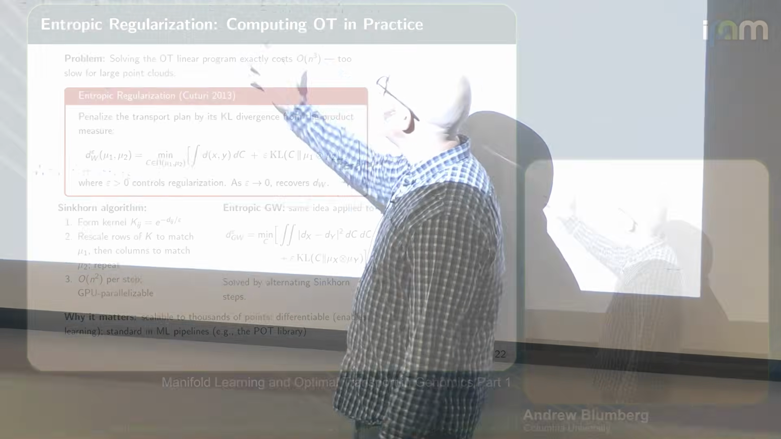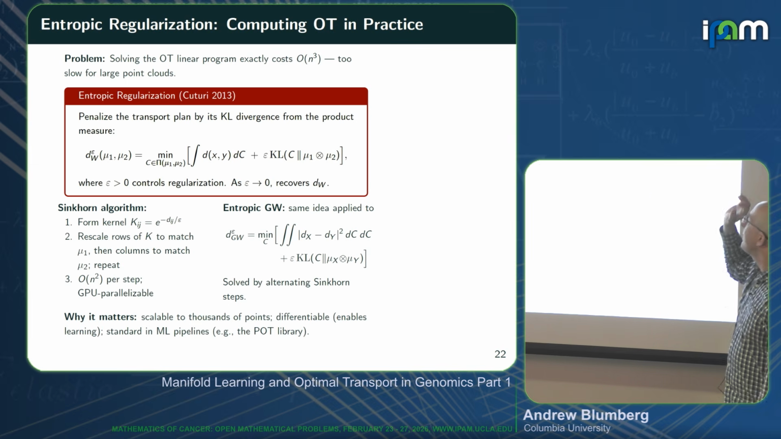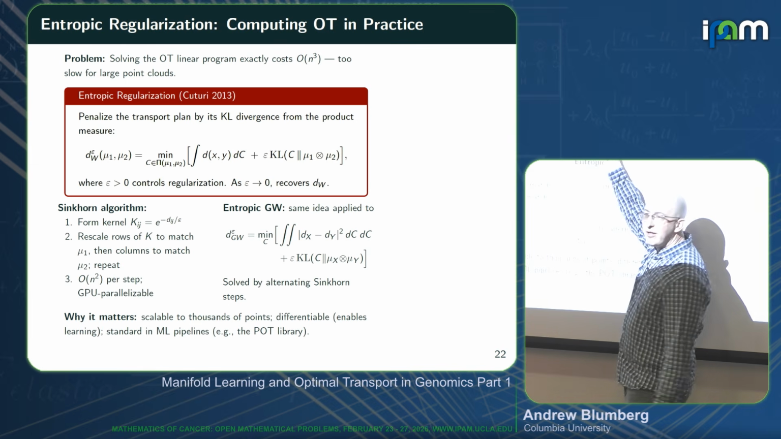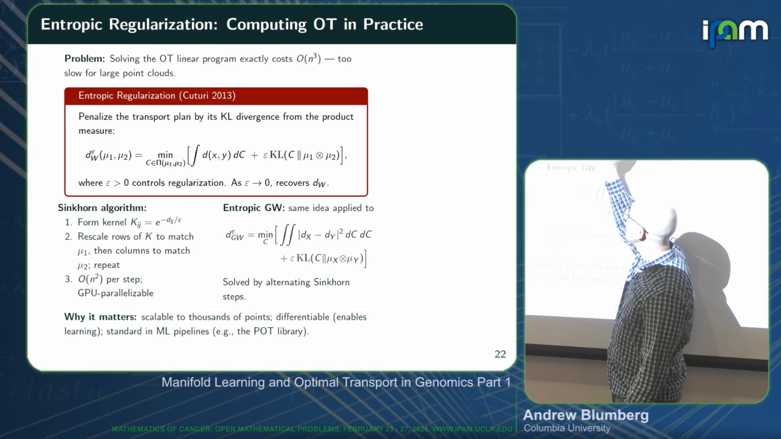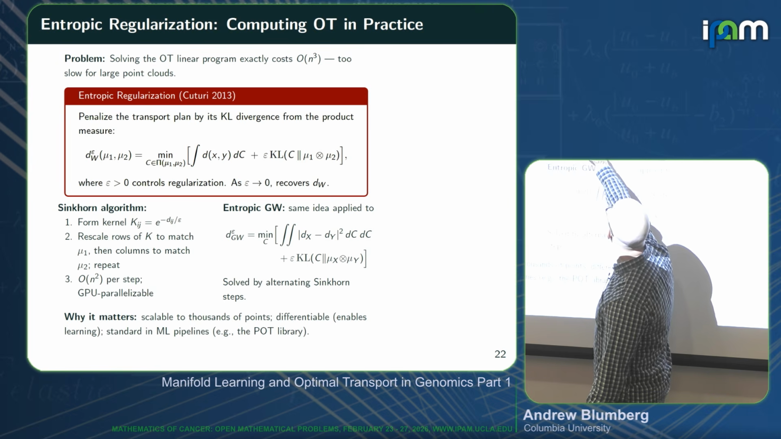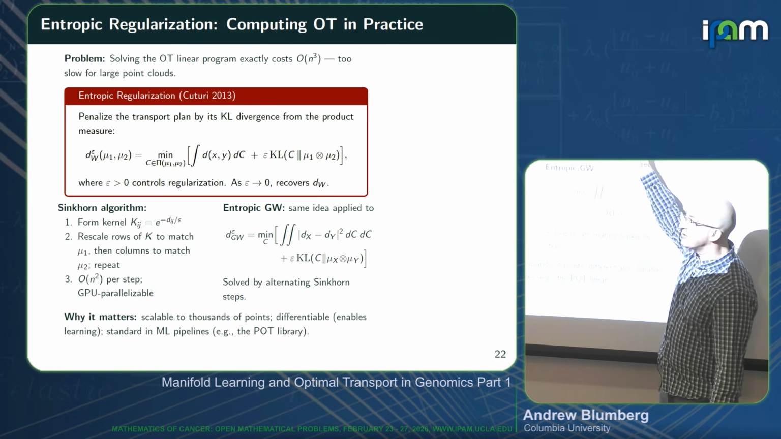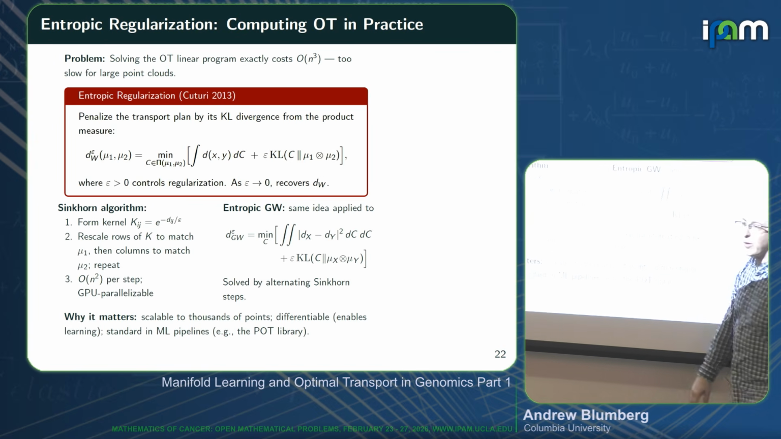Okay. So the way you actually do this is the following, and this is an idea due to Cuturi and people around him, which is that we're going to add a further relaxation, called entropic regularization, where we have the KL divergence of our coupling with respect to what you would think of as the uninformative coupling. And let me say a little bit about the uninformative coupling.